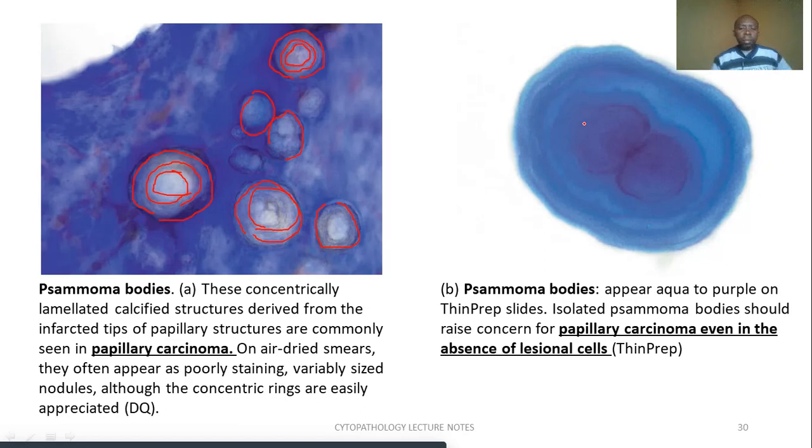the same thing happens here. So on air dried smears, they often appear as poorly stained with variable sizes. They could be nodules, although the concentric rings may easily be appreciated in Diff-Quik staining.